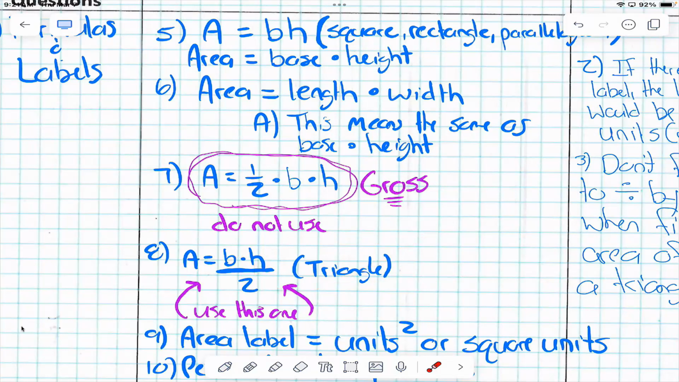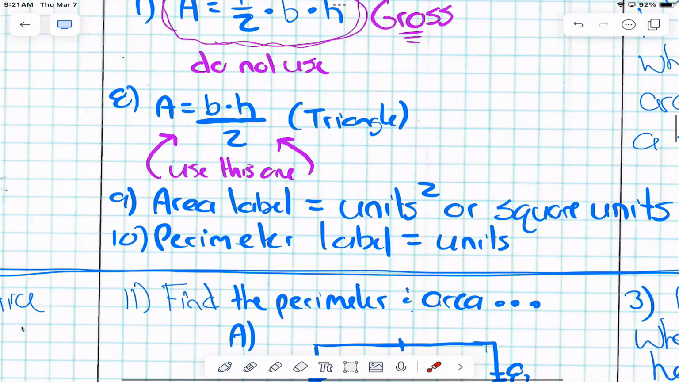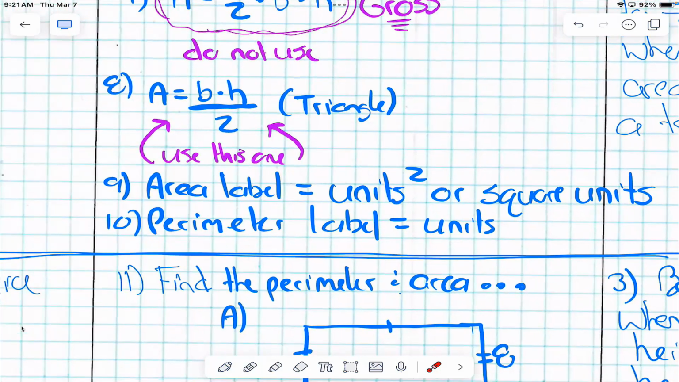We good? What's your label for area? What is it again? We got to get together here. This is going to be a long video. Perimeter. So if area labels unit squared, perimeter label is? Units. And that would be whatever measurement you're given. And if you're not given a measurement, we use?